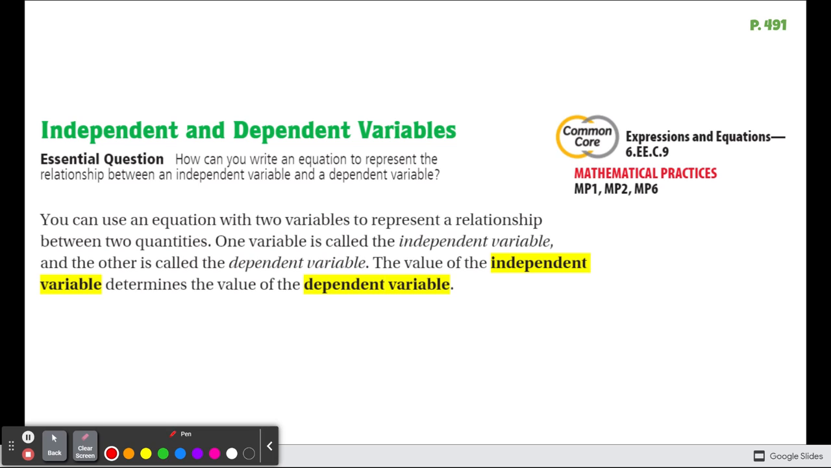So what we're saying is that the dependent variable, whatever that number is, will depend upon the number of the independent variable. So for example, the cost of all of my gas that I buy at the gas station depends on how many gallons I buy. Or the cost of my fruit depends upon how many fruits I buy. So one value depends and changes based upon the other one.